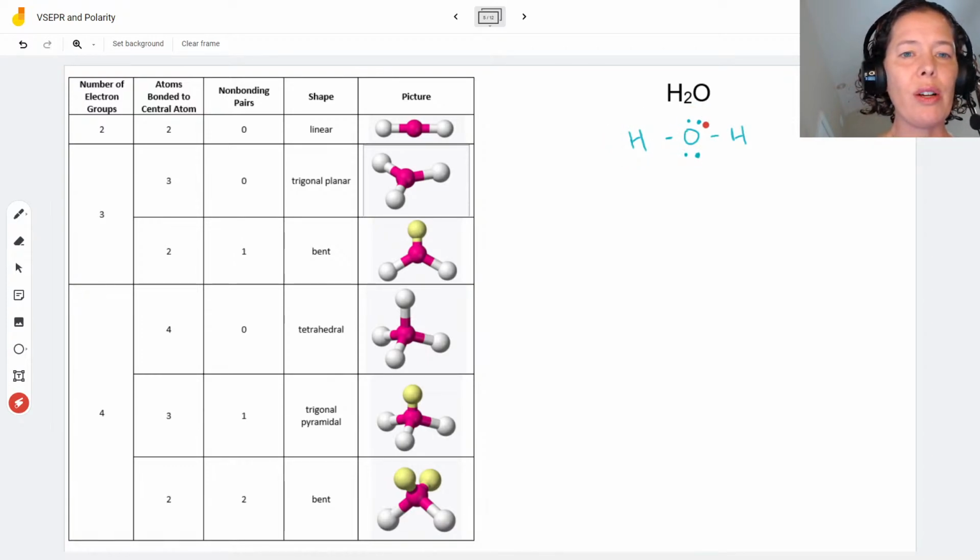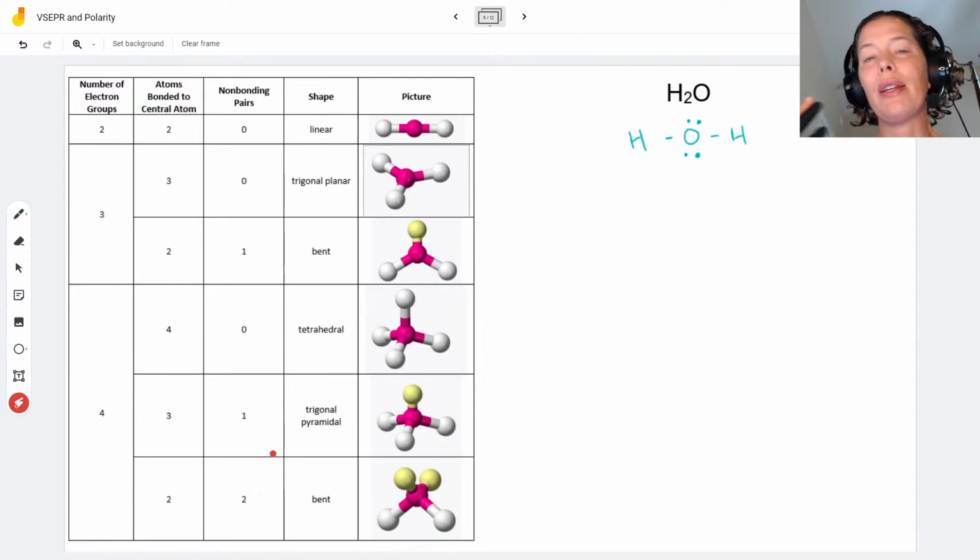So we'll go to our table. This one is two atoms bonded to a central atom, but no non-bonding pair, so that's not ours. Here's this one that's two atoms bonded to a central atom, but only one non-bonding pair, so that's also not it. As we keep on going down, here is another two atoms bonded to a central atom, and here finally is our two non-bonding pairs.